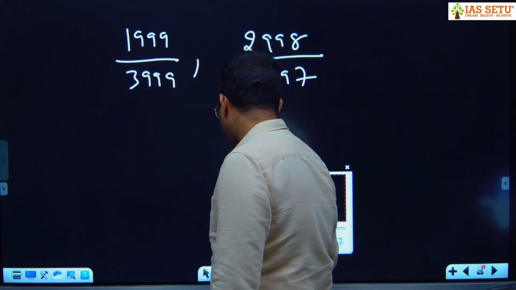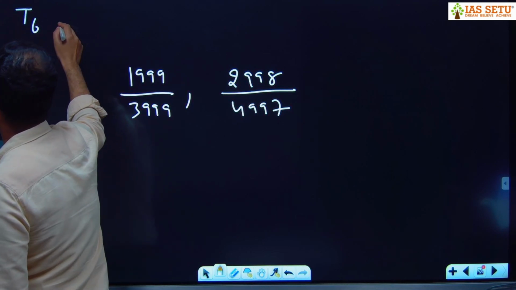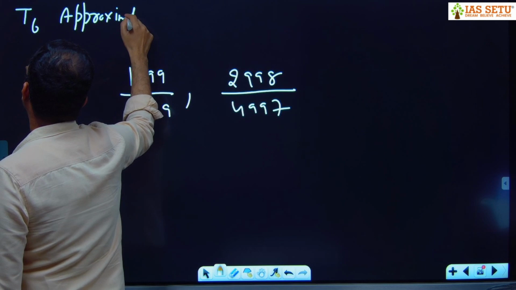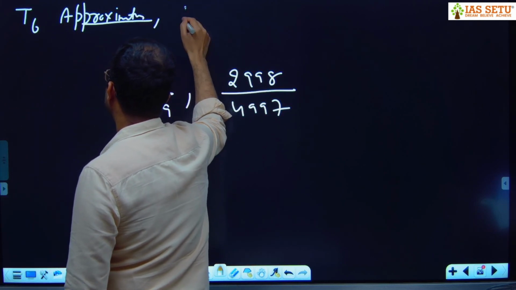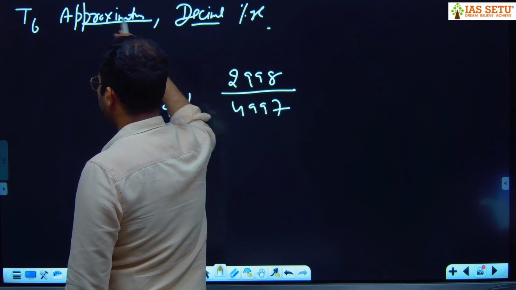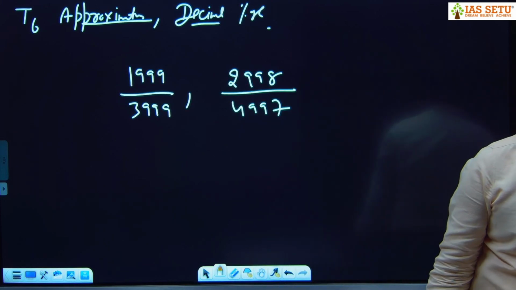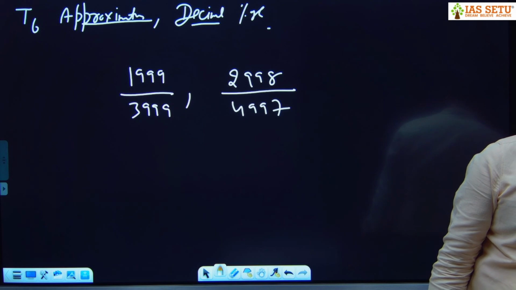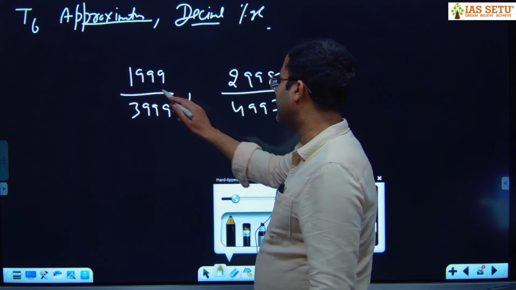नाउ हियर टाइप 6, यू पुट हेडिंग टाइप 6. टाइप 6 हियर इज अप्रोक्सीमेशन. ठीक है, फ्रैक्शन, डेसिमल एंड परसेंटेज. पहले हम अप्रोक्सीमेट करेंगे, फिर इट्स योर चॉइस, यू कैन कन्वर्ट फ्रैक्शन इनटू डेसिमल or you can convert fraction into percentage. This is for example, this is 1999.